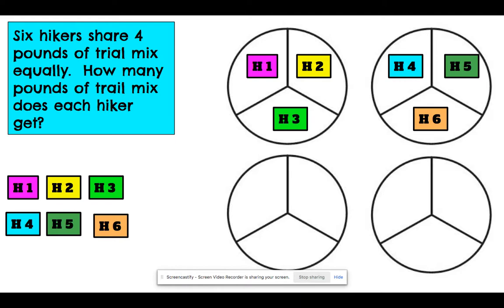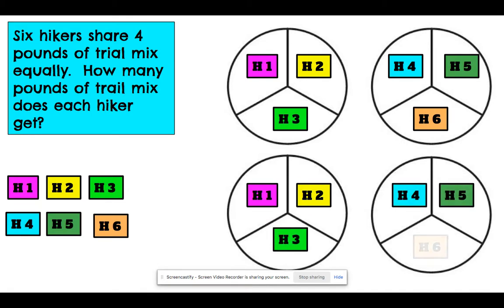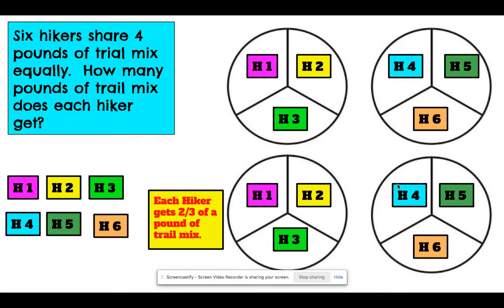Again, I'm going to continue sharing equally all the pounds of trail mix. Hiker 1, hiker 2, hiker 3, hiker 4, hiker 5, hiker 6. So there we go. The 4 pounds of trail mix have been shared equally. That way each hiker gets 2/3 of a pound of trail mix. Let's look again at hiker 1. Hiker 1 gets 1/3 here and another third there. That equals 2/3. And again, if you look at all the hikers, they get the same amount. Hiker 2 gets 1/3 and a second third here, so 2/3.